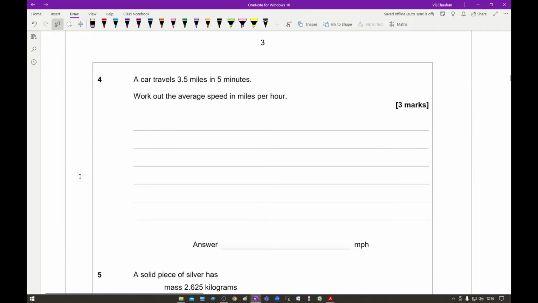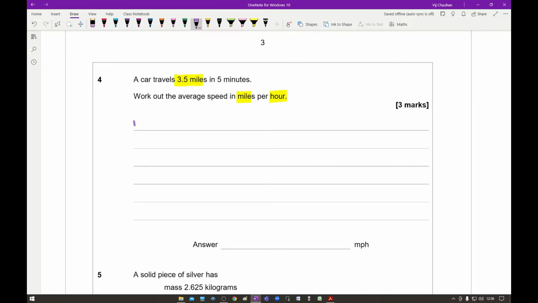Moving on to question 4, it says their car travels 3.5 miles in 5 minutes. Work out the average speed in miles per hour. Now when working with speed, it's always really important that you check the units. So here we want our distance in miles, which it is, and we want our time in hours, which in this case we've got 5 minutes.